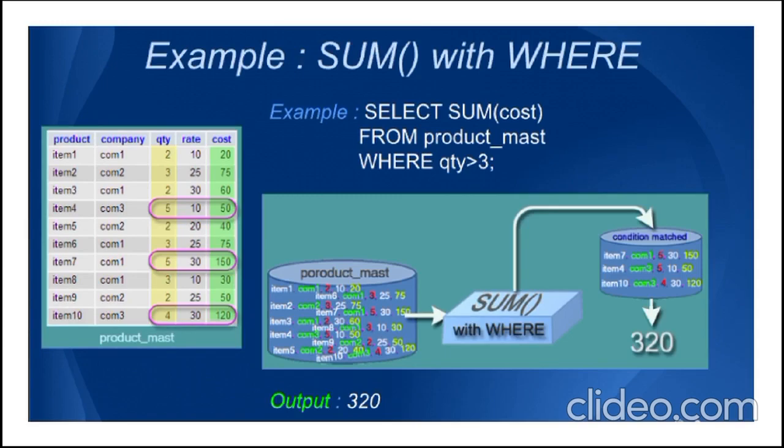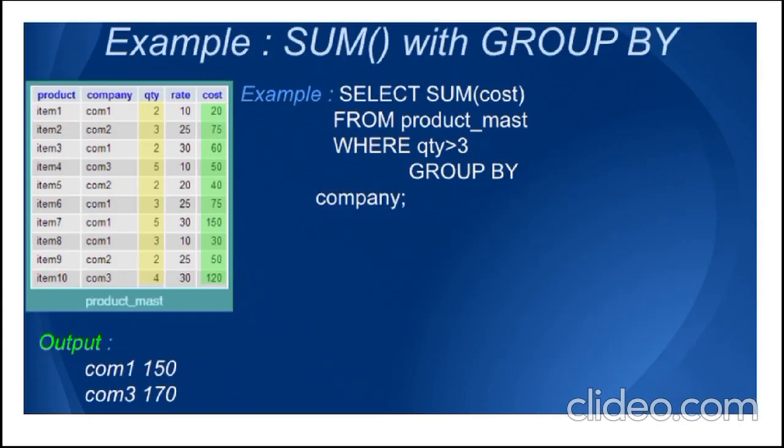Sum with where. Select sum cost from product_mast where quantity is greater than 3. Here I will mark the rows where quantity is greater than 3 in the table. Output 320. Sum with group by. Select sum cost from product_mast where quantity is greater than 3 group by company. Column 1: 150, column 3: 170.